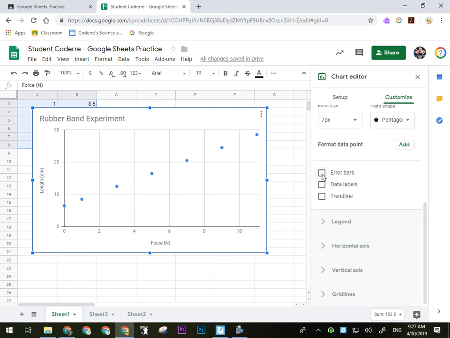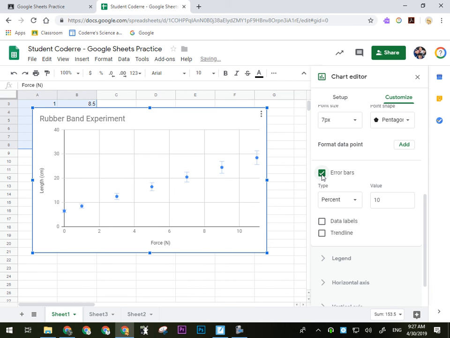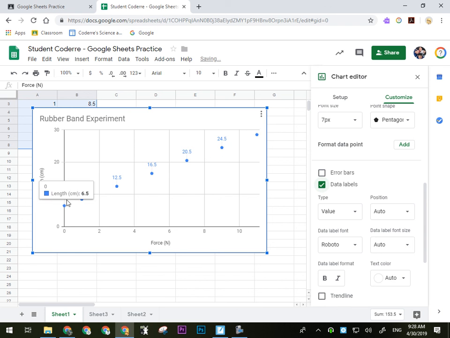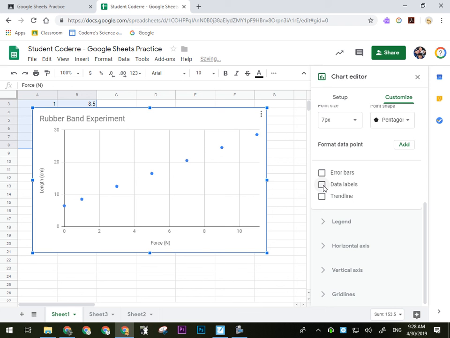If we scroll a little bit further down here, you'll see it says error bars. If you click on that, it puts in these bars. They look like this. We don't ever need those, so you won't need that. You can put in data labels if you want. I wouldn't. I find it makes the graph look really busy because it actually puts in the values. But this is the one we want, trend line.